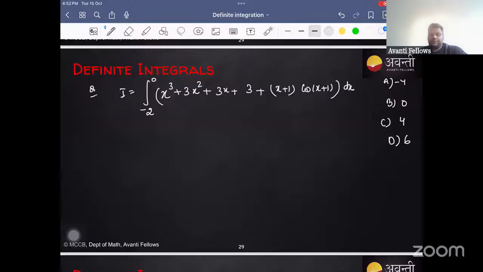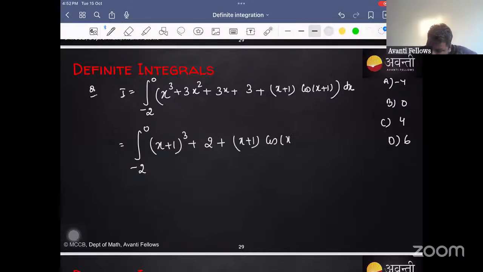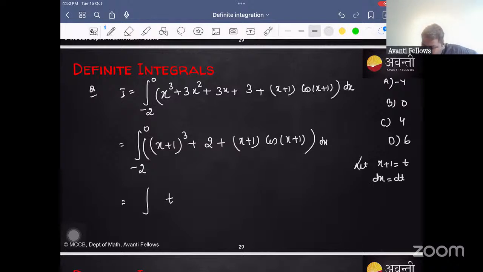Well, now let's do it. First of all, it looks like, from minus 2 to 0, x plus 1 whole cube plus 2 plus x plus 1 cos of x plus 1 dx. Now this again and again recurring x plus 1 has something in store for you. Let us assume this x plus 1 is t. So dx is going to be dt. So it will be t cube plus t cos t plus 2 dt. Limit will now become minus 1 to 1.